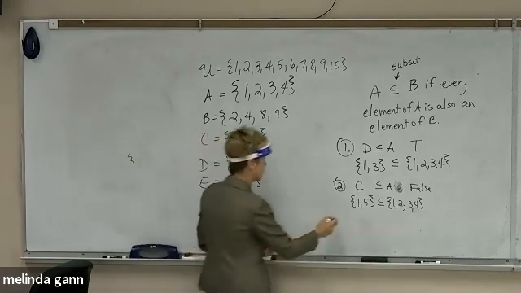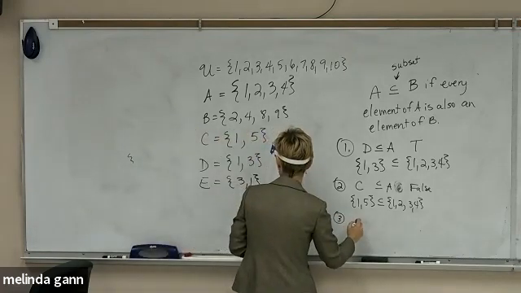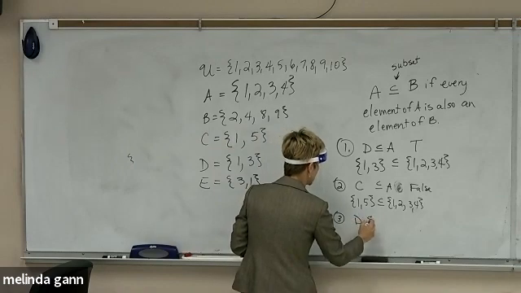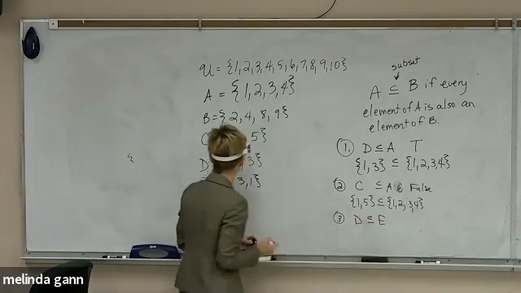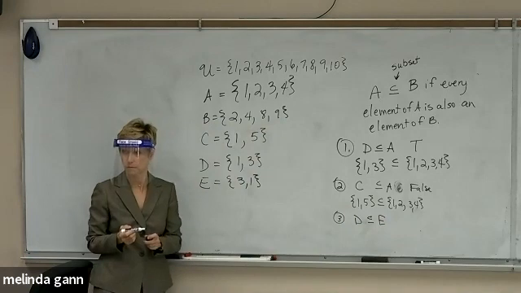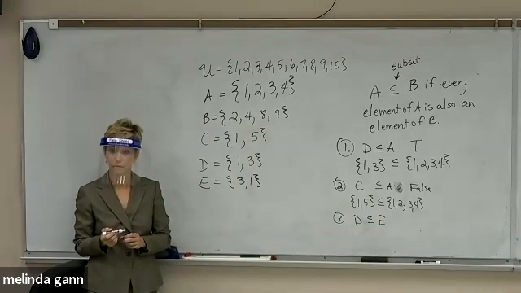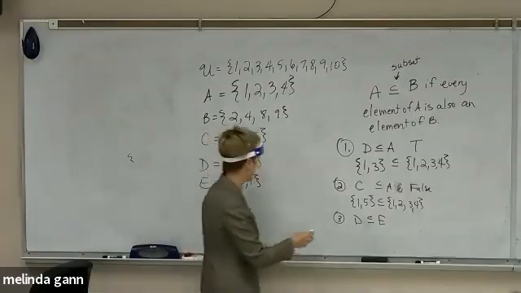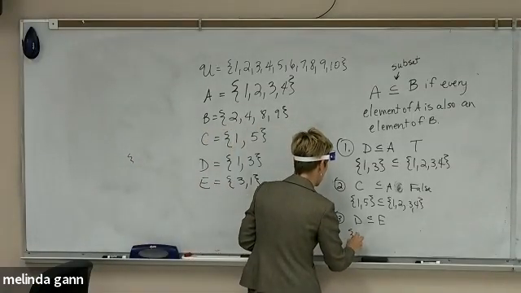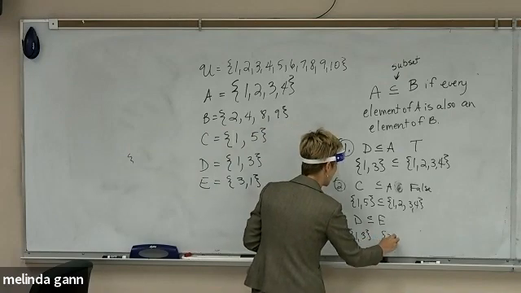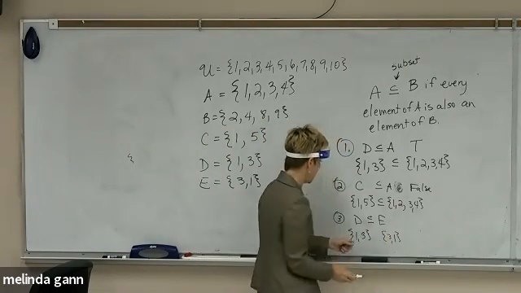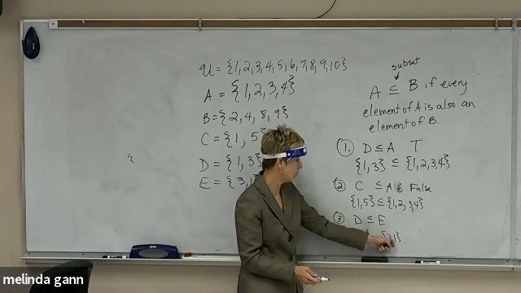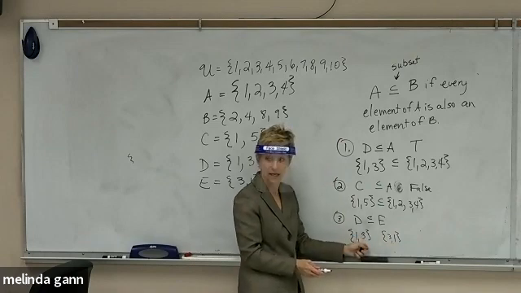Okay. True or false? D is a subset of E. It's true, isn't it? What's in D? 1 and 3. What's in E? 3 and what? 1. Everything in here, the 1's over there and the 3's over there. So is everything in here in here?